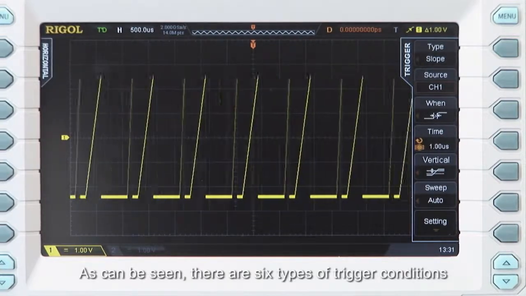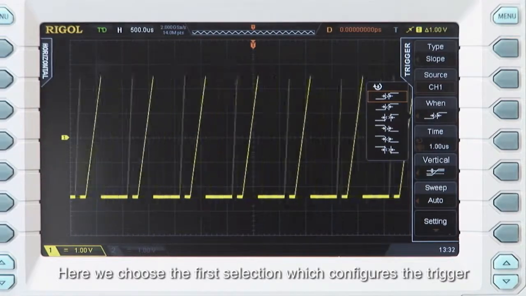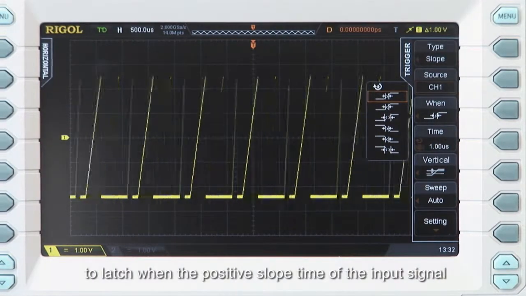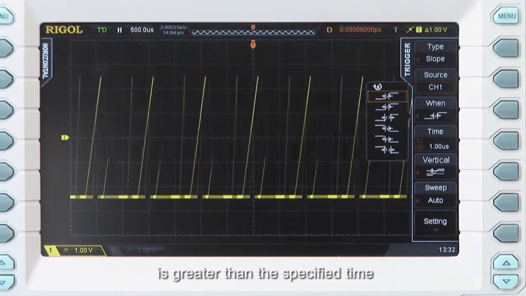As you can see, there are now 6 types of trigger conditions available. Here we choose the first selection, which configures the trigger to latch when the positive slope time of the input signal is greater than the specified time.